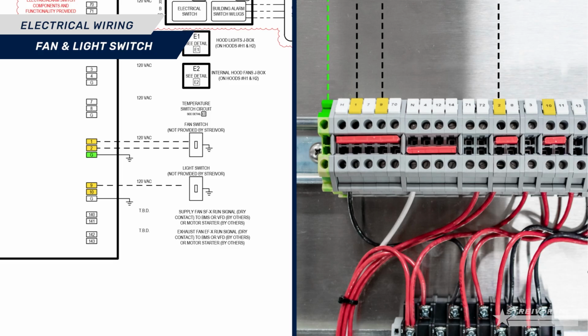Wire terminal block 9 in the ECP to the line terminal on the hood light switch. Wire terminal block 10 in the ECP to the load terminal on the hood light switch. And ground out the green wire.